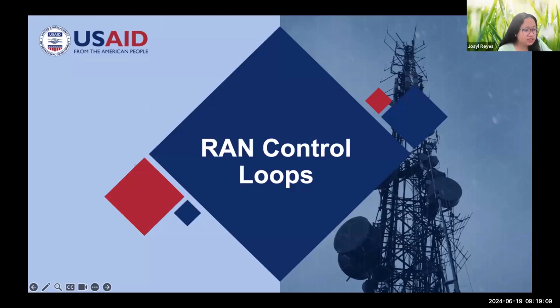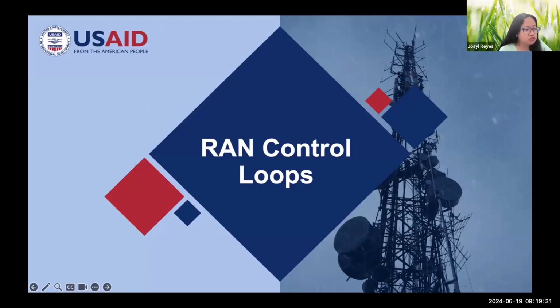Now, let's look at what we call the RAN control loops. These are how the different communications are exchanged among the components. And later, we'll discuss more about the rApps, the xApps, the non-real-time RIC architecture, and the near-real-time RIC architecture.